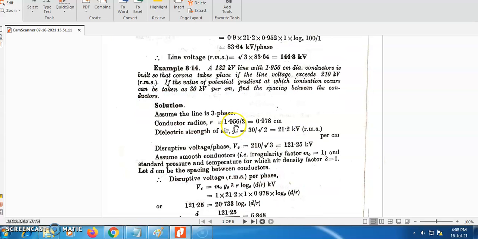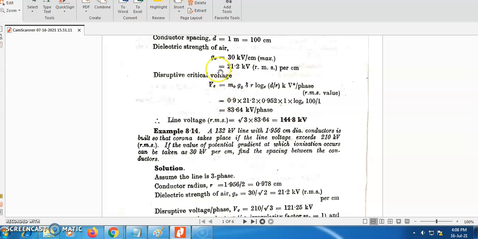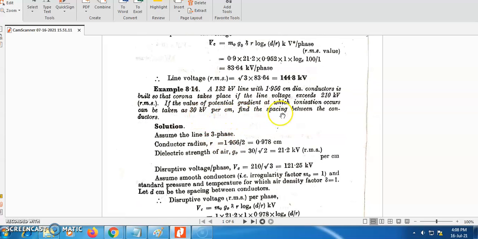And the second example: a 132 kilovolt line with 1.956 centimeter diameter conductor is built so that corona takes place if the line voltage exceeds 210 kilovolt RMS, right? If the value of the potential gradient at which ionization occurs can be taken as 30 kilovolt, that is G0 is 30 kilovolt per centimeter. Find the spacing between the conductors, right?